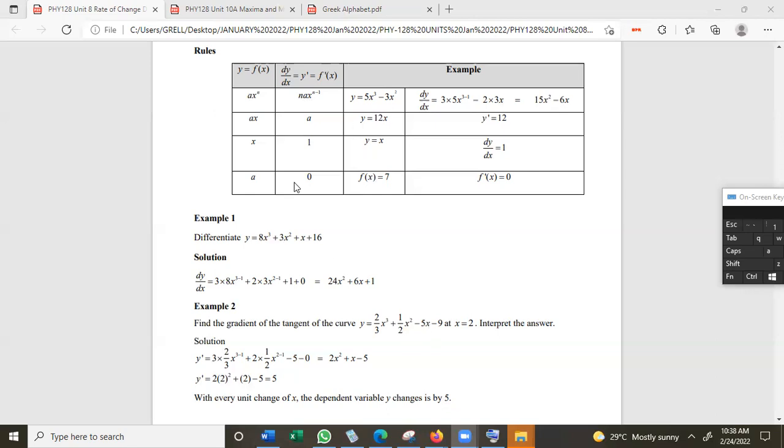So these are 2 examples of the application of the differential rules for any function that has the format ax to the n. And also, when each term is being summed, then this rule can be applied to each term. Summed also means a negative between them, as you can see.